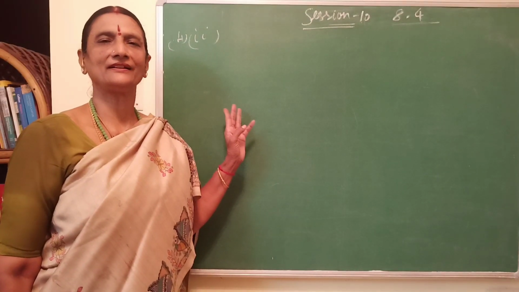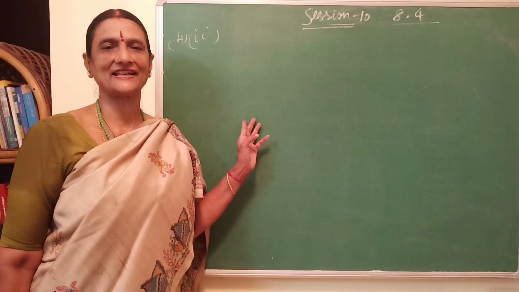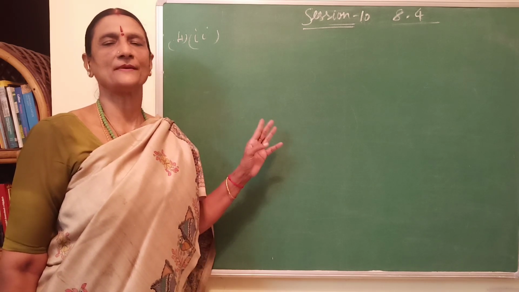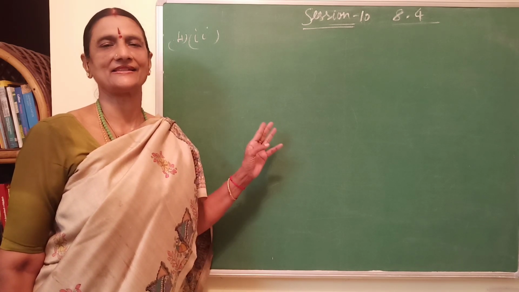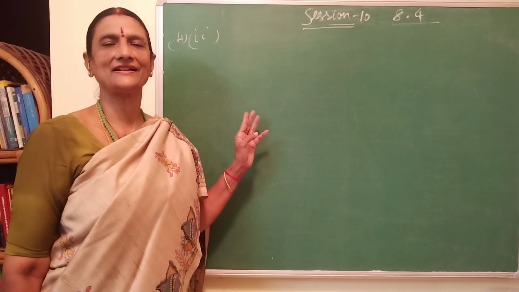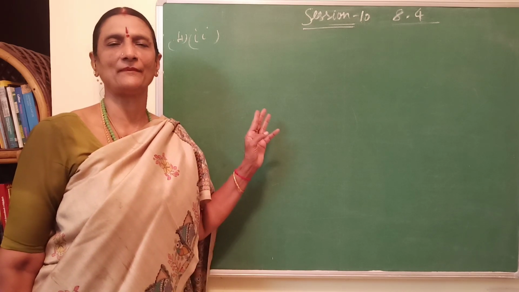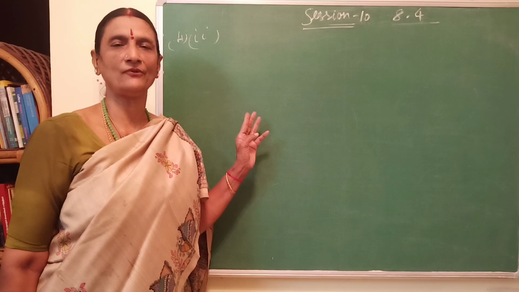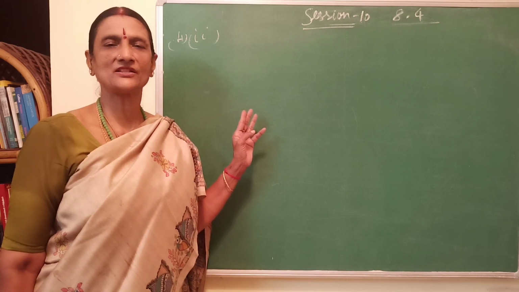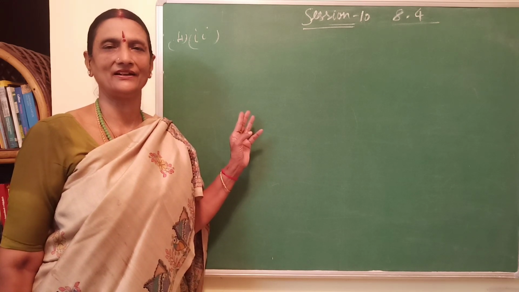Children, we have completed the first 4 sums in this exercise. The next few sums are only proving identities. So there I told you in the beginning itself, there are lot many identities that can be proved using the 3 fundamental identities. That is what you are going to see in the next sessions.